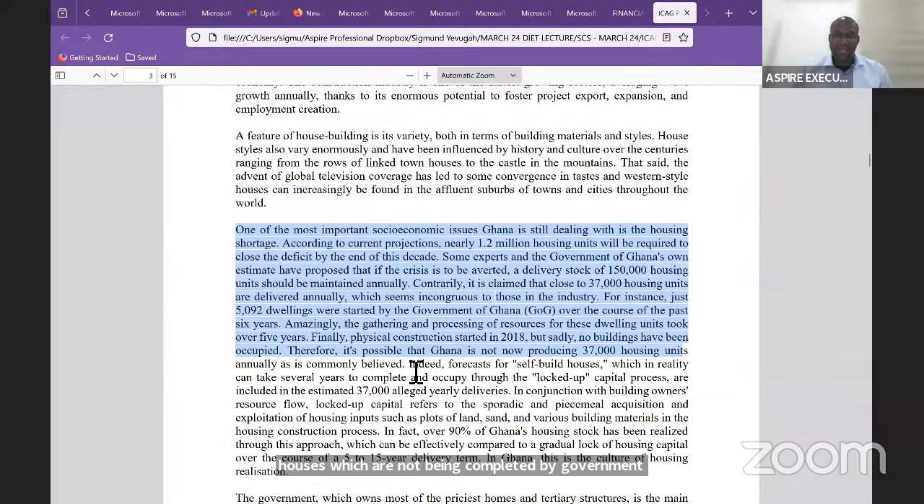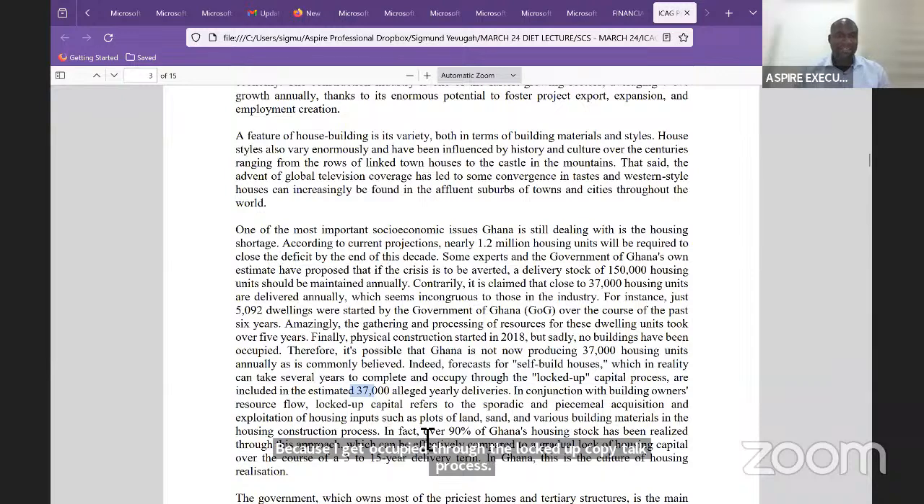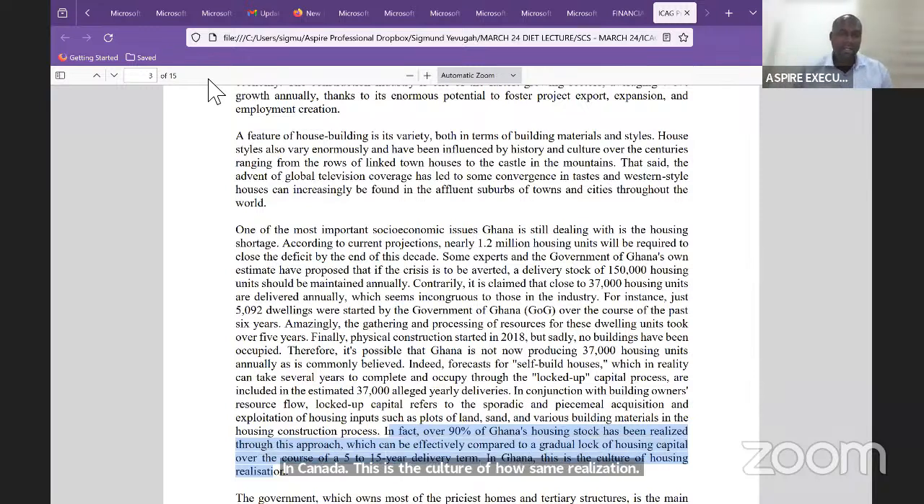Indeed, the forecast for self-built houses, which in reality take several years to complete, tying up locked-up capital in the process, is included in the 37,000. In fact, over 90% of Ghana's housing stock has been realized through this approach, which can effectively be compared to a gradual lock of housing capital over the course of 5 to 15 years in terms of delivery term. In Ghana, this is the culture of housing realization, because people take a lot of years to build their own houses, between 5 to 15 years to complete them.